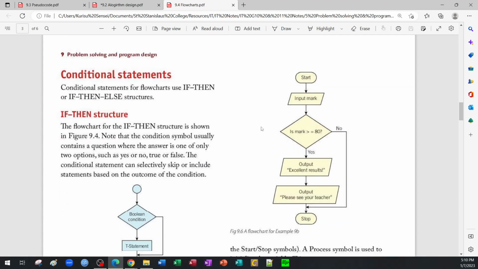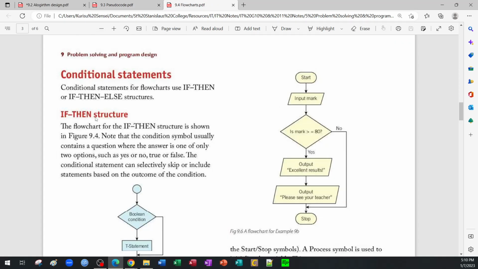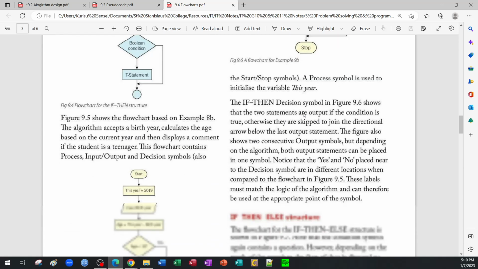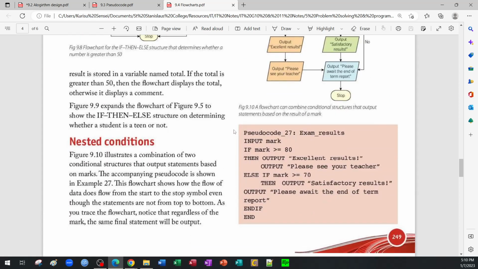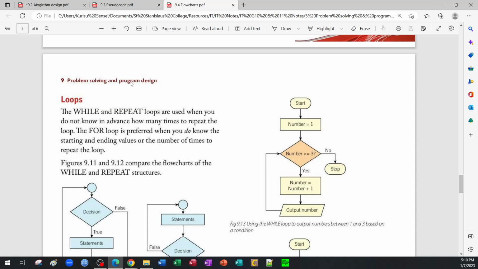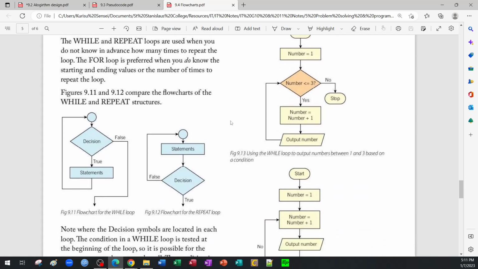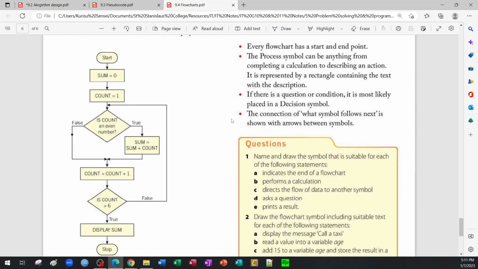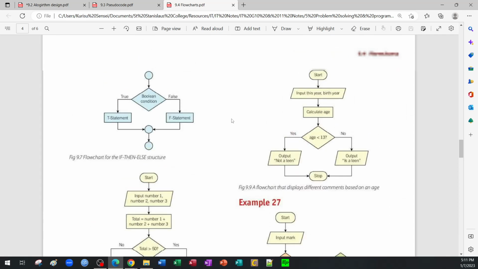And basically, the same thing you would have learned in chapter 9.3 about conditional statements, the if then and the if then else, we'll be learning how we can create those same statements in the flowchart. So even the nested conditions, we'll be learning how to incorporate that into the flowchart. So basically all the statements we learned in pseudocode, the loops also, the while and the repeat, we'll be learning how to construct those in our flowchart. So that's what we'll be covering today.